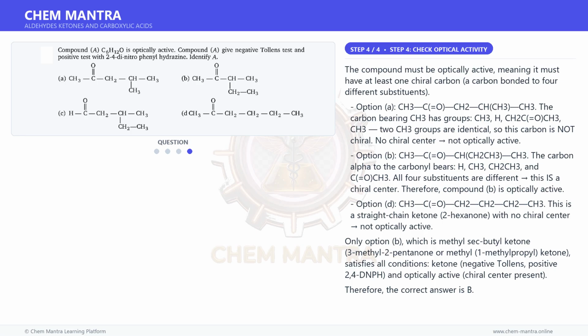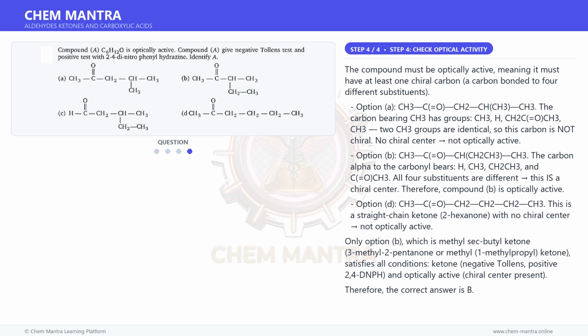And for the final step, the compound must be optically active, meaning it must have at least one chiral carbon, a carbon bonded to 4 different substituents. Option A, CH3C=O CH2 CH(CH3)2. The carbon bearing CH3 has groups CH3, H, CH2C=O CH3, and CH3. The two CH3 groups are identical, so this carbon is not chiral. No chiral center, not optically active.